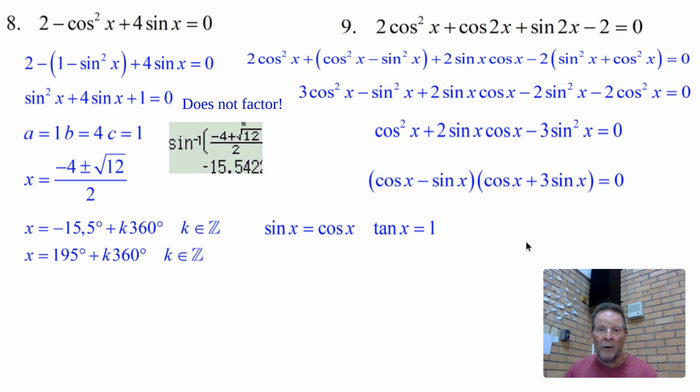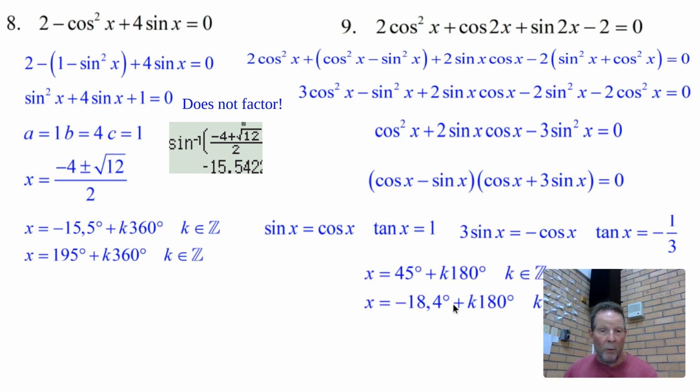That's one of yours. The other one is 3 sine x equals minus cos x. Divide everything by cos x and by 3. Divide by cos x, you get tan x. Divide by 3. The cos x divided by cos x is 1, but you get a 3 in the bottom. Well, shift tan of minus a third and shift tan of 1, that's 45 degrees. And shift tan of minus a third is minus 18.4 degrees.